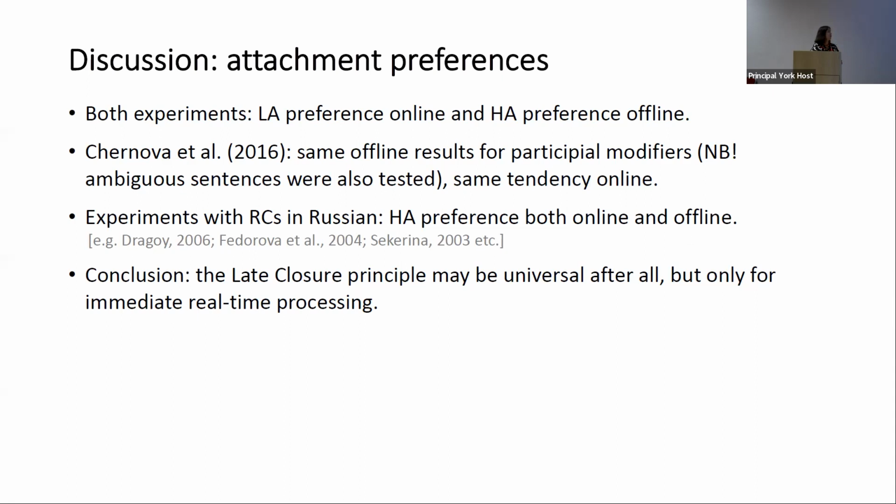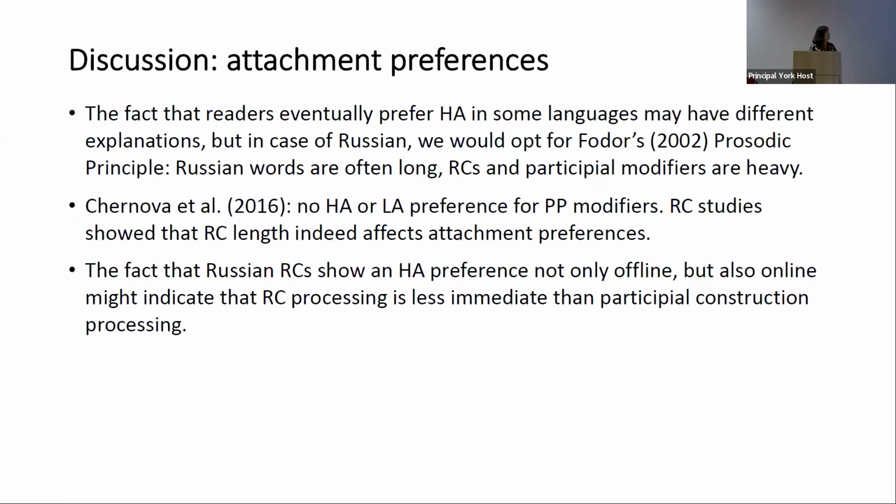Online results were not significant in that study, but the tendency was the same for low attachment conditions to be read faster online. So it's interesting, given that in the experiments with relative clauses in Russian, you can see high attachment preference both online and offline. So what can we conclude? Potentially, the late closure principle might be universal after all, but only for the very immediate real-time processing.